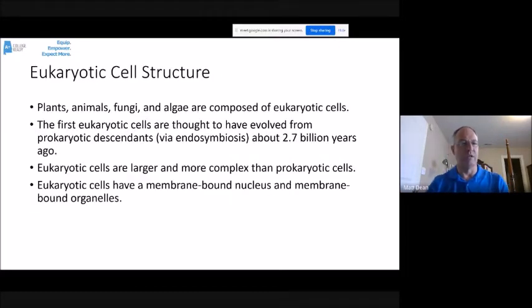So eukaryotes, on the other hand, include plants, animals, fungi, and algae. We think that the first eukaryotic cells evolved somewhere about 2.7 billion years ago from prokaryotic descendants, probably through endosymbiosis. Compared to prokaryotic cells, the eukaryotic cells are a lot bigger. They're a lot more complex. Eukaryotic cells have a membrane-bound nucleus, usually with multiple chromosomes inside, what we call linear-shaped chromosomes. And they also have many membrane-bound organelles.